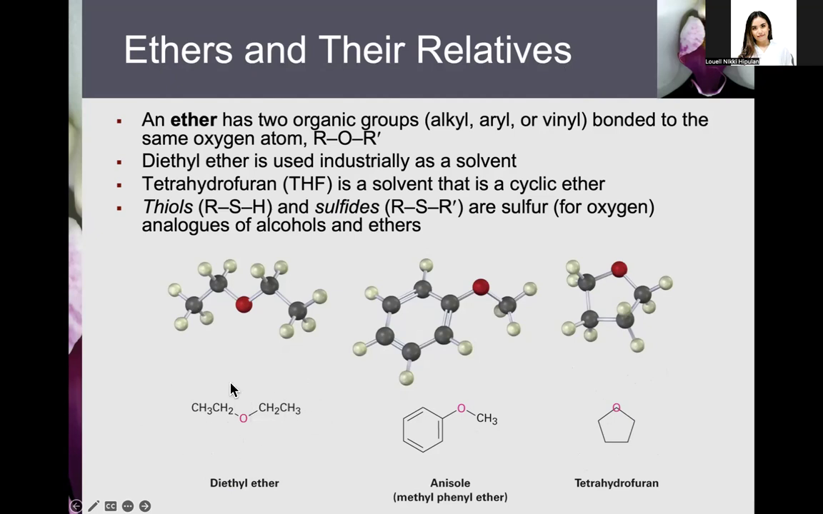So diethyl ether is used industrially as a solvent. And then here, you remember THF. This is what you call tetrahydrofuran. It's a solvent that is a cyclic ether. And aside from ether, you have your thiols and sulfides, which we are going to discuss today.